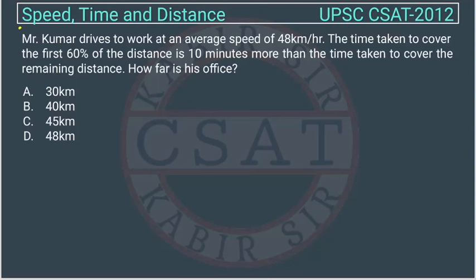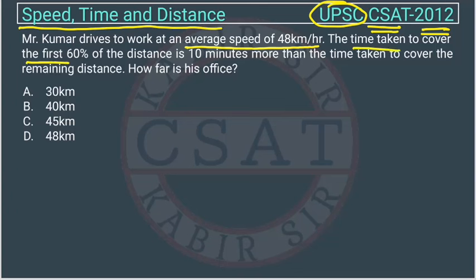This is a question taken from chapter Speed, Time and Distance. This question was asked in the UPSC CSAT paper of 2012. This is a good question, just focus on it. Mr. Kumar drives to work at an average speed of 48 km per hour. The time taken to cover the first 60% of the distance is 10 minutes more than the time taken to cover the remaining distance. How far is the office?